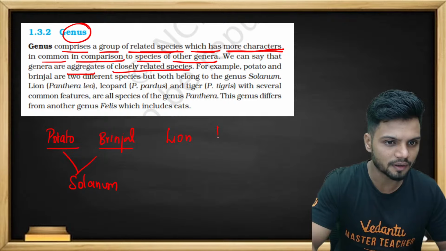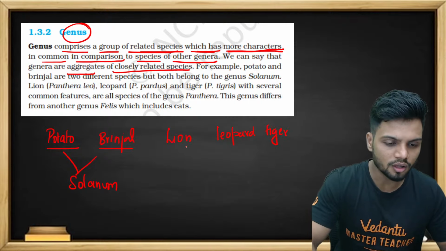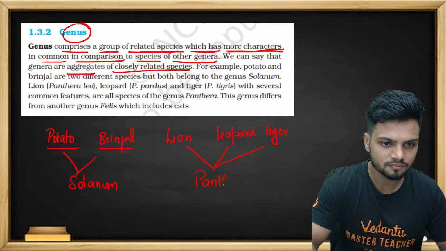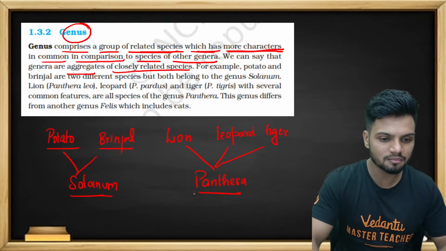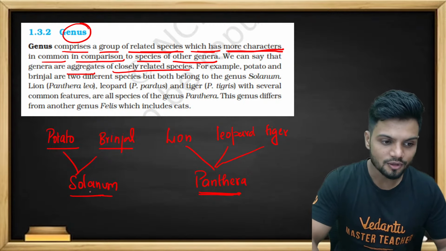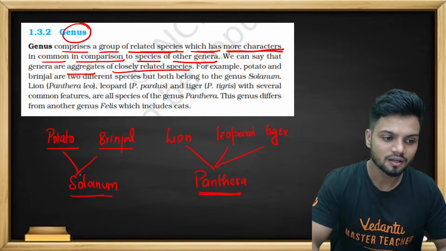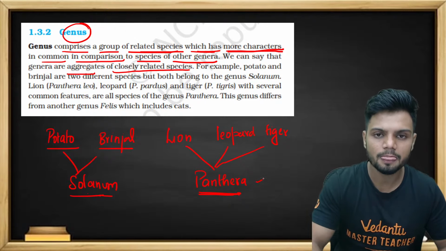And we have leopard, and we have tiger. All three of them belong to Panthera. So can I tell these two genera, Solanum and Panthera? Potato and brinjal have common characteristics in Solanum. Lion, leopard and tiger have common characteristics in Panthera.